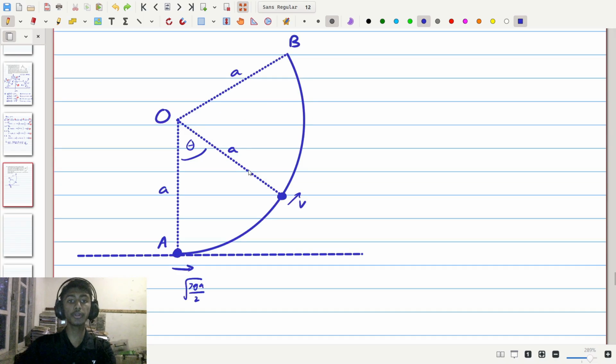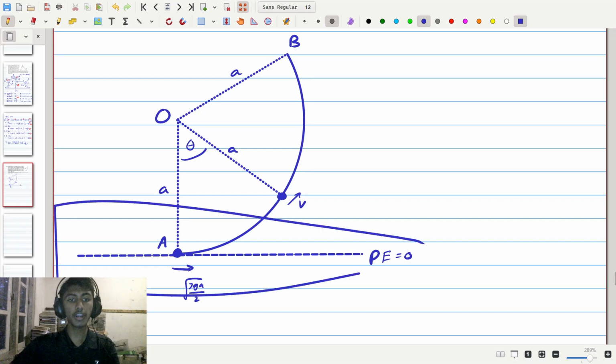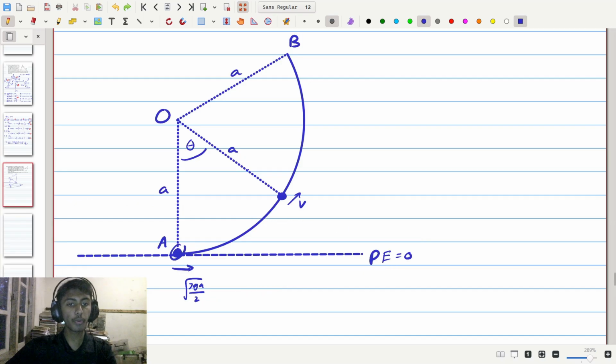So here what I'm going to do is to call the level at A, where A is the starting point, PE equals 0. So basically we're measuring potential energy from this point relative to this point, meaning that this point is our 0 point, so PE equals 0. So at this point, when the bead starts its motion, it has a velocity in this direction, the tangential direction, of √(7ga/2).